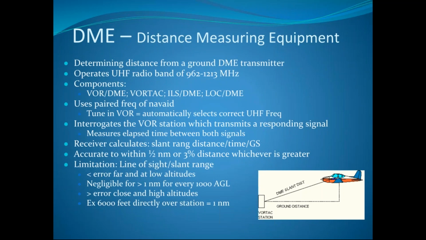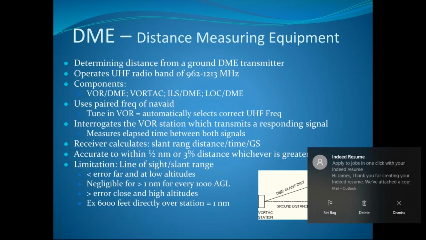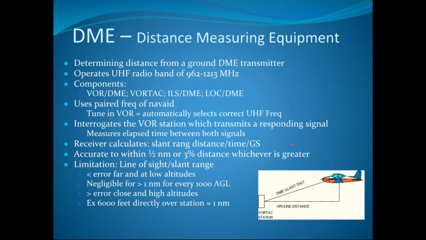The receiver in the aircraft calculates the slant range, the distance, time, and ground speed. It's accurate within a half nautical mile, or 3% of the distance to the station, whichever one is greater. So not horribly accurate, but accurate enough for us to use in navigation.